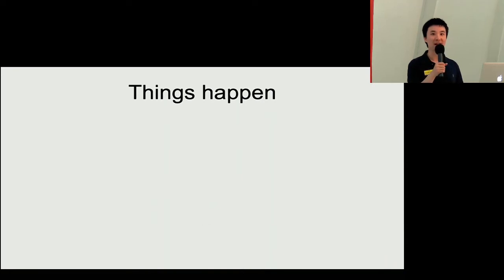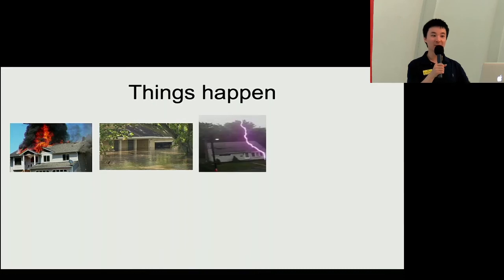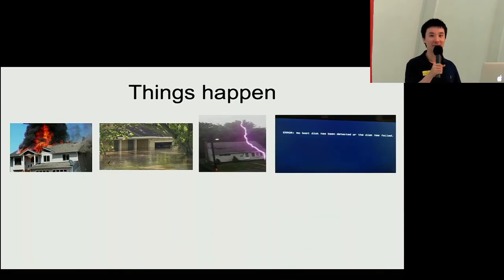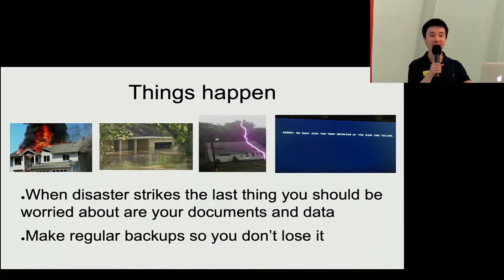Of course, things happen. It could be fire, flood, or nearby lightning strike. And other times, no matter how much we baby our computers, things just happen. You wake up one day, turn it on, you get this message. So when disaster strikes, the last thing you want to be worried about are your documents and data. So make regular backups so you don't lose it. That especially applies to long-term documents that you're keeping around, like, say, your logbook or your recordings or just about anything that you plan to keep around long-term.